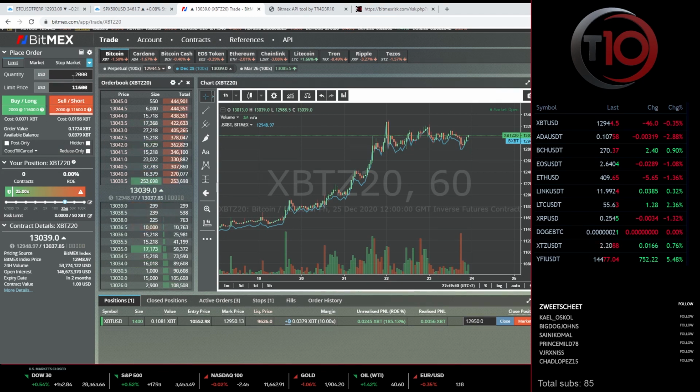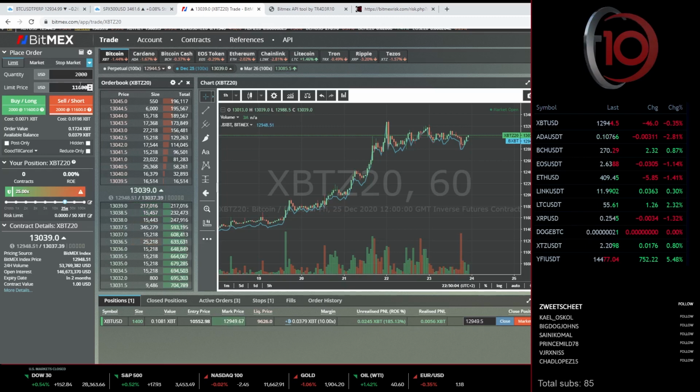So let's say I want to go long at 11,600. I should actually do a stop loss first, but in this case, let's do a limit. So I'm going long 2K contracts. I click on buy. I can show these checkboxes later, but let me first explain.